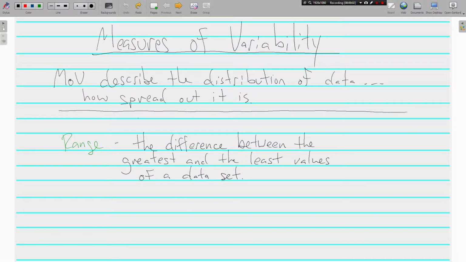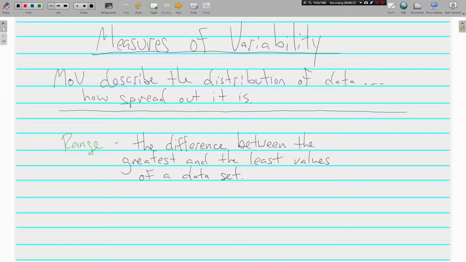Welcome back. This is Mr. Tipton, and today we are talking about measures of variability. MOV, that's how I abbreviated, describe the distribution of data. Variability comes from the word varies. It's how spread out the data is.